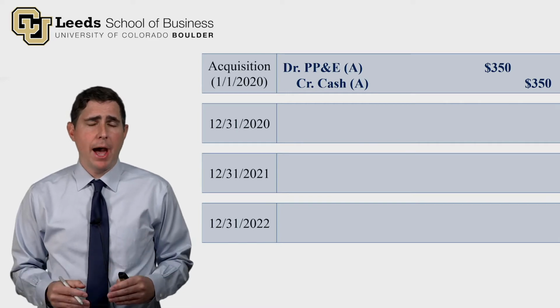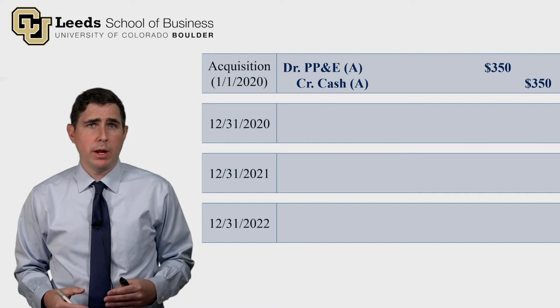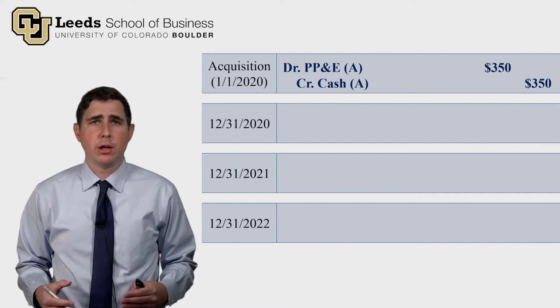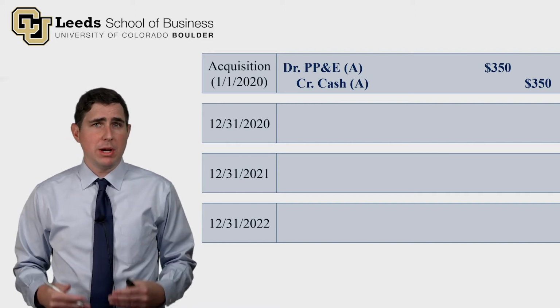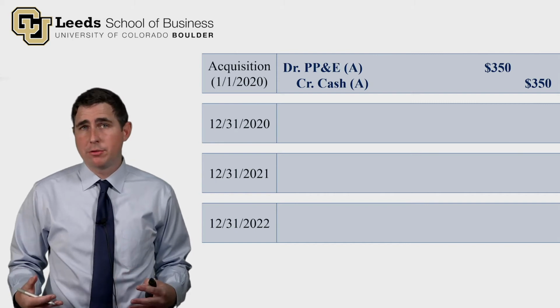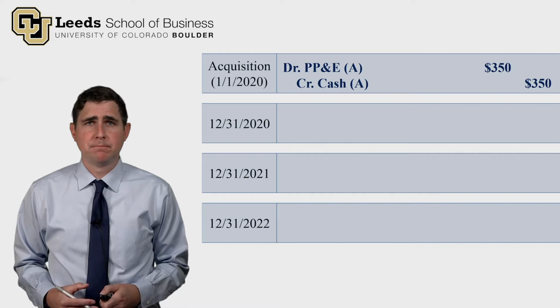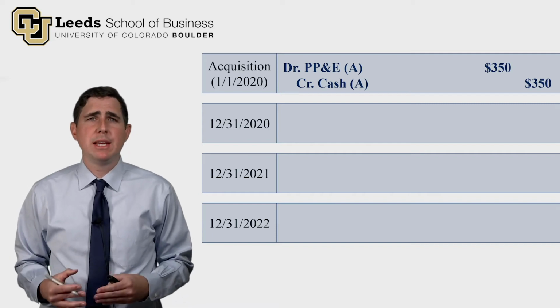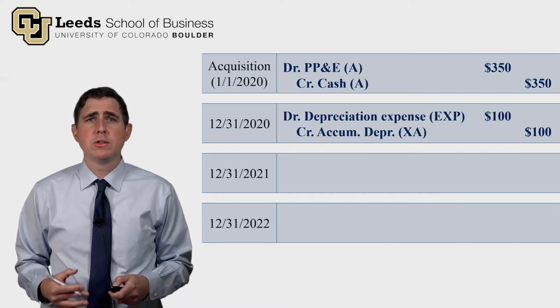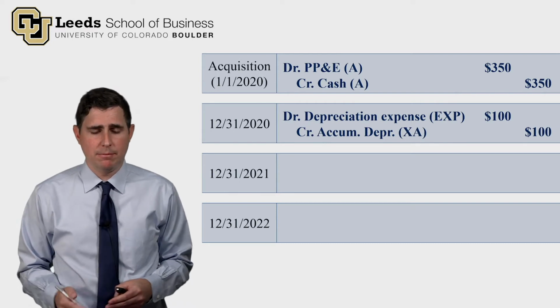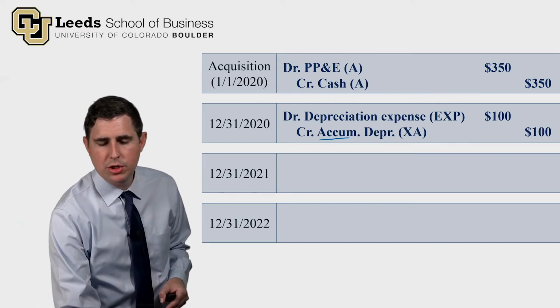After a year goes by, it's December 31st, 2020, so we've been walking on the treadmill for a year. Using the straight line method, it's depreciated $100 now. We need to take $100 off of this asset's book value. We do not reduce the PP&E account directly though. We introduce a new contra asset account called accumulated depreciation.